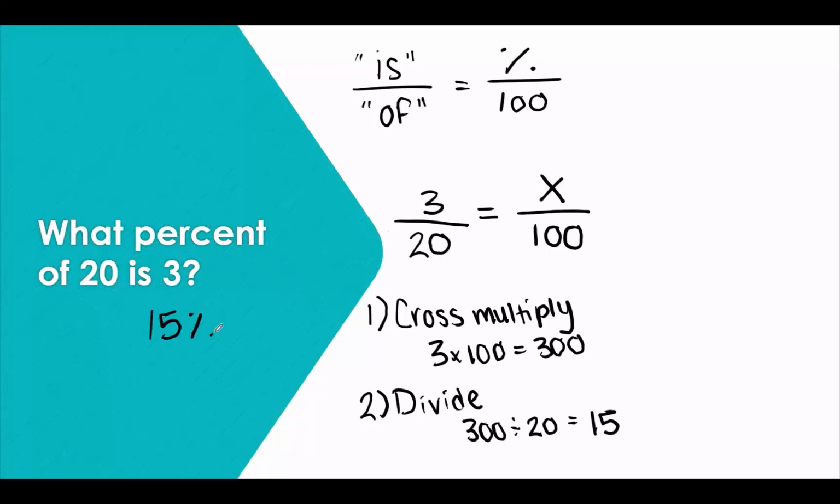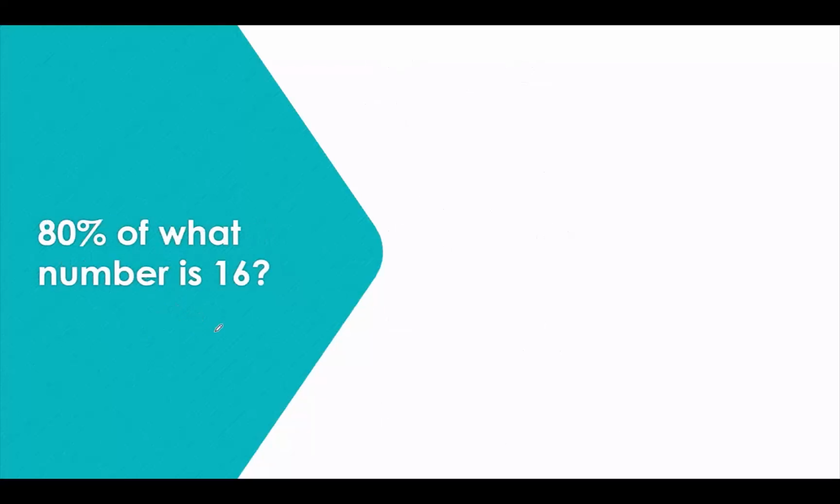Let's try another example where we're looking for a whole number and not a percent. 80% of what number is 16? Let's set up our formula. Is over of equals percent over 100. Now let's fill in the blanks. Well, I'm going to read through the problem slowly and out loud and pull out all of my keywords and my numbers.